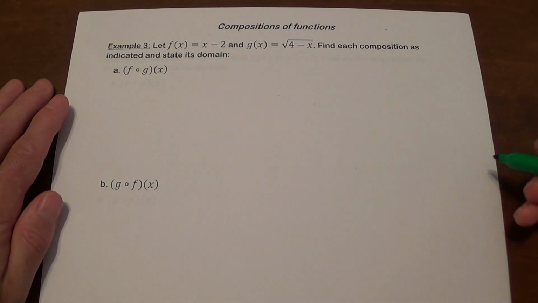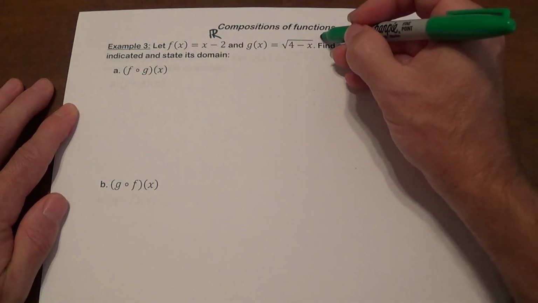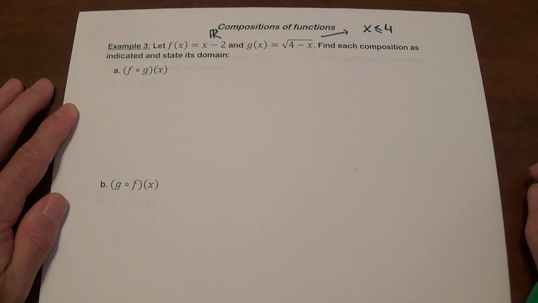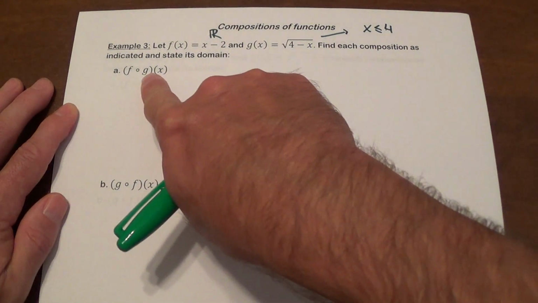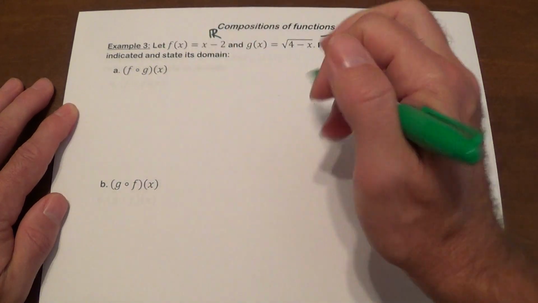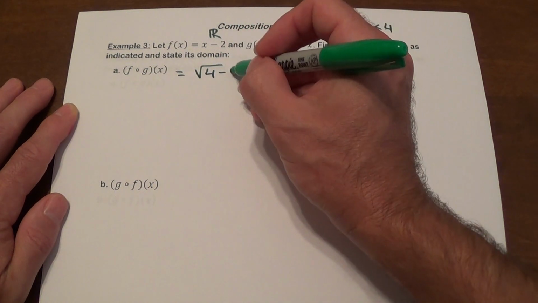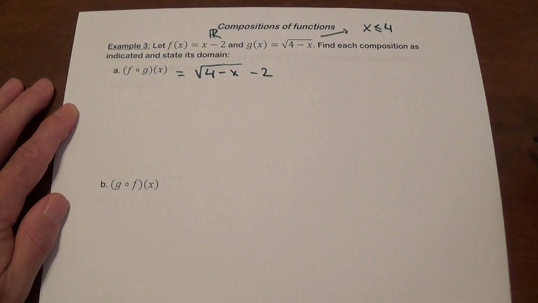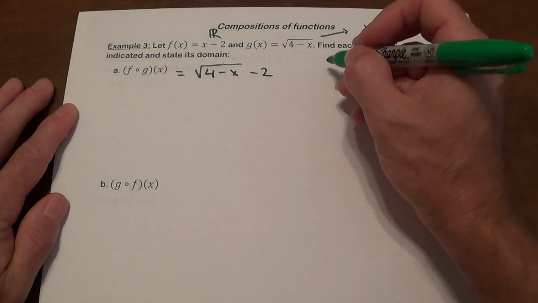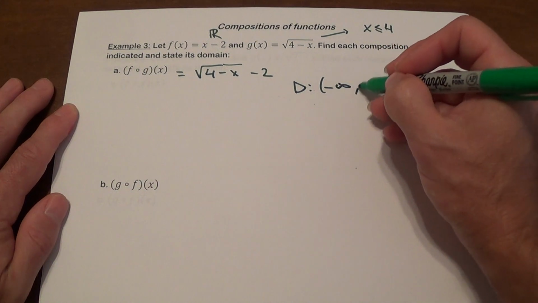Another example, these two functions. When you write first, the domain here is going to be all real numbers. This one requires that x is less than or equal to 4. So when you do f of g, you take g and substitute every x in function f with that. So that is going to be, in our case, square root of 4 minus x, minus 2. This one's pretty simple. You still have the same square root, the same restriction, and the domain is going to be from -infinity to 4.